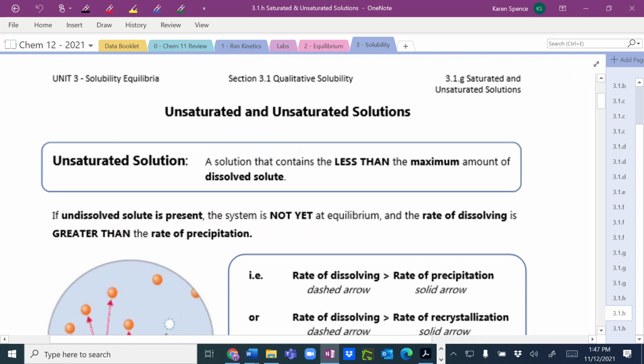The first little start will be to take that second un out of that, because otherwise we have unsaturated and unsaturated solutions. And that's a stupid title. So we're going to get rid of that second un. Okay, unsaturated and saturated solutions. That makes a lot more sense.